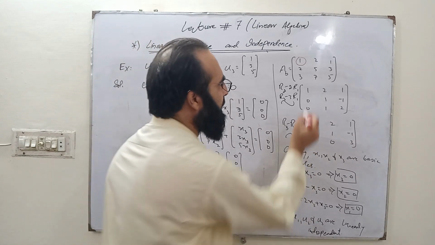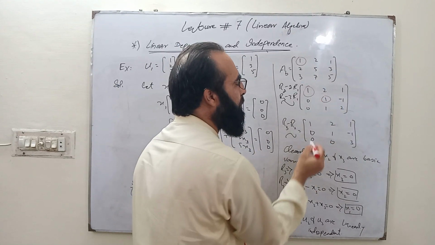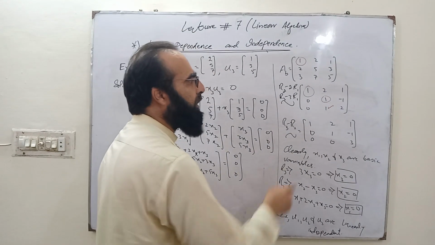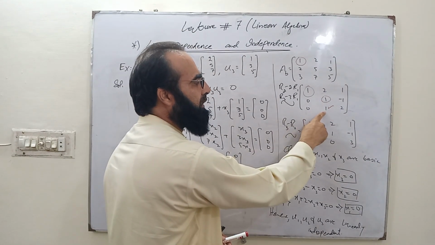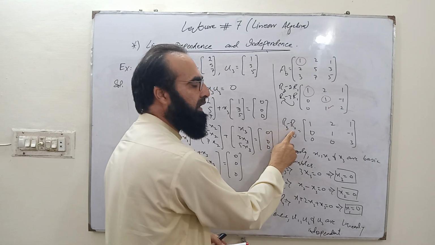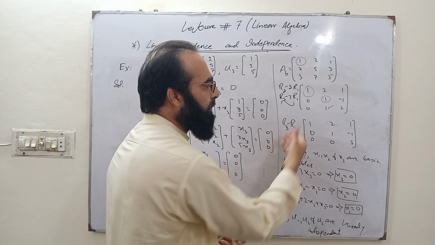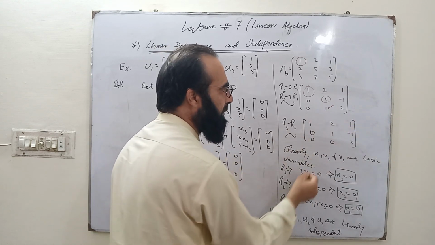Now in this matrix, these are the pivot entries. Now we have to eliminate this entry 1. So for that purpose, we have to subtract the second row from the third row. So R3 minus R2 is our third operation. The first row will remain the same, the second row will remain the same.